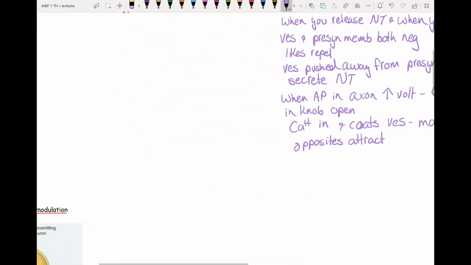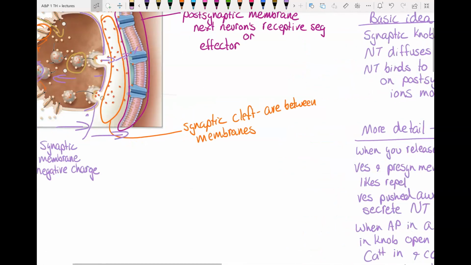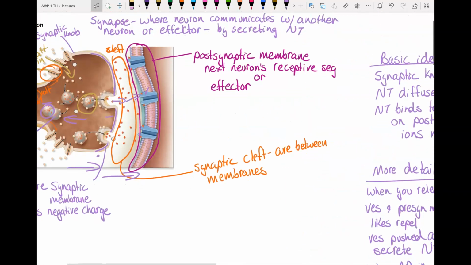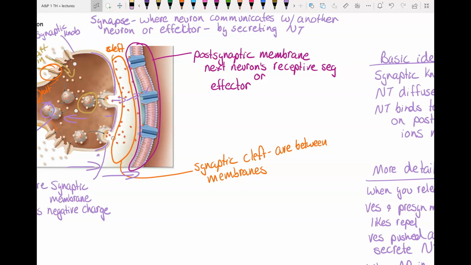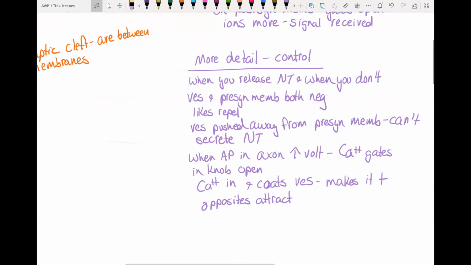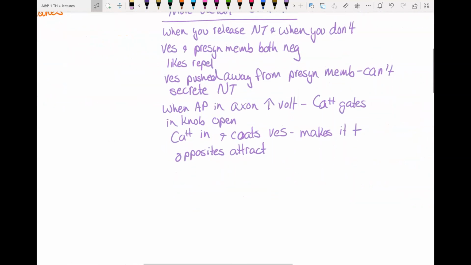So now the vesicle will fuse with the presynaptic membrane and secrete the neurotransmitter. And if you remember from back in chapter 4, that is exocytosis. So now, because opposites attract, the vesicle and the presynaptic membrane are attracted to each other, and they will do exocytosis.